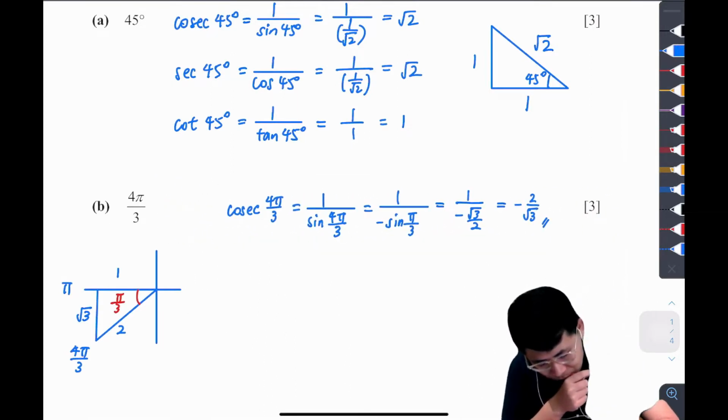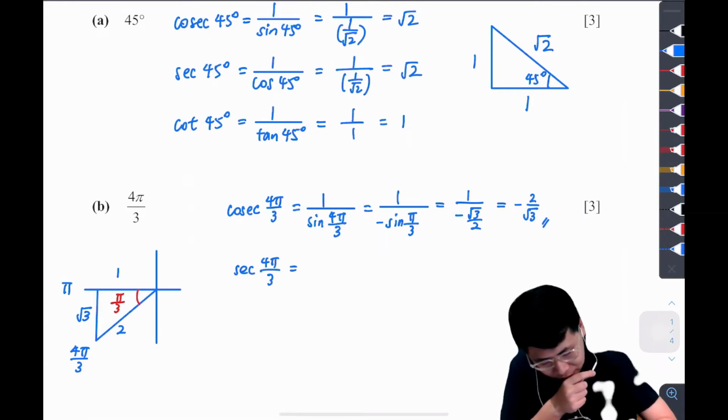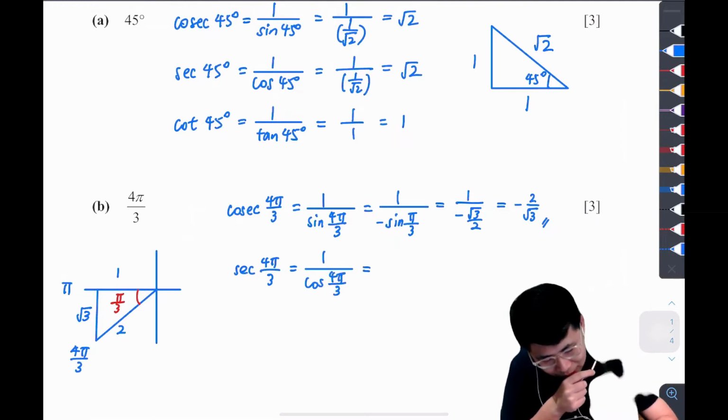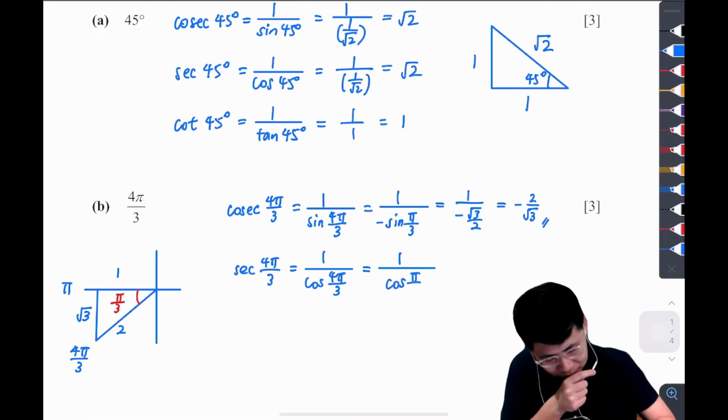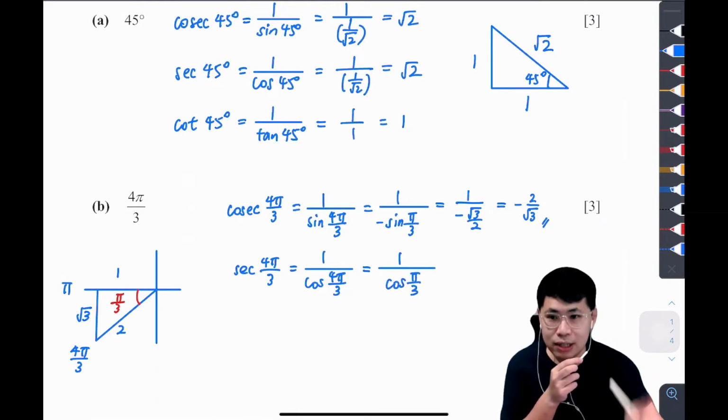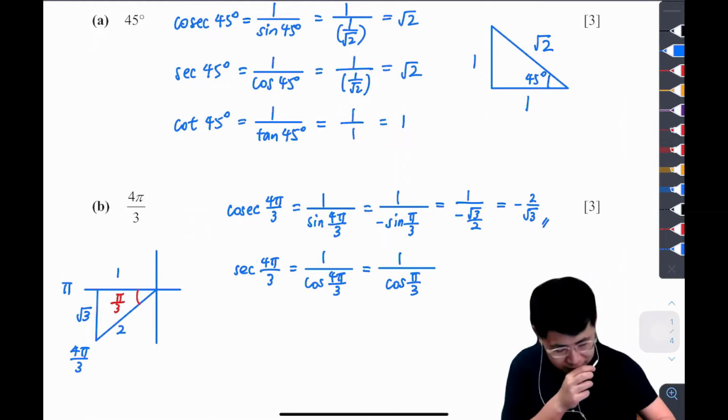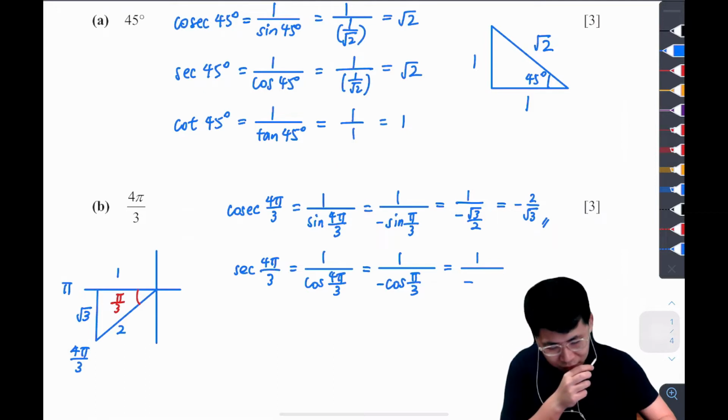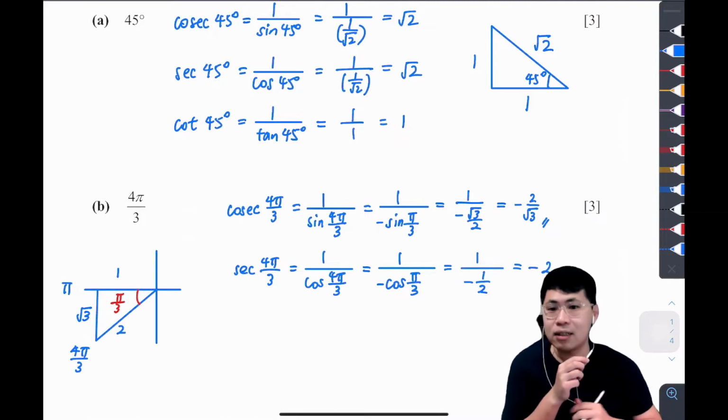Okay, next one. Let's take a look at secant 4 pi over 3. Secant 4 pi over 3 is 1 over cosine of 4 pi over 3. So then it will be 1 over cosine of basic angle pi over 3. In quadrant 3, ASTC, cosine is negative. So then it will be 1 over negative of adjacent, which is 1, over hypotenuse, which is 2. So keep, change, flip, this will be negative 2.